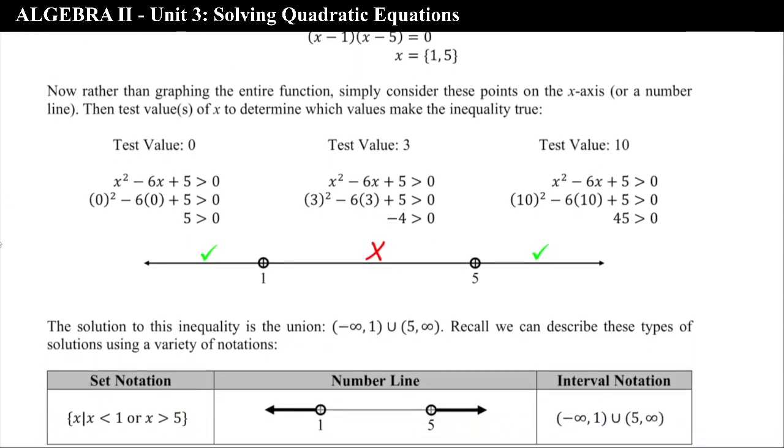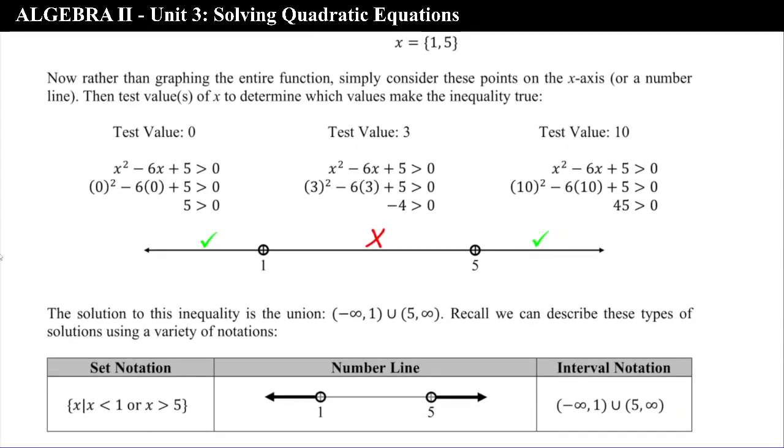And so since we found what our final solution is, you're able to take that and plot it on the number line, as I did here. You're able to put it into set notation, which you can use your number line to find that. We have x is less than 1 or x is greater than 5. And then in interval notation, it's negative infinity to 1, union with 5 to infinity.